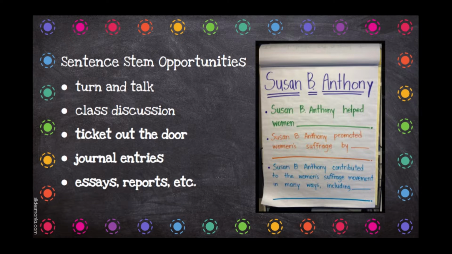And then your English learners who are nearing the end of their ESOL career might be ready for a grade level prompt like the blue one with lots and lots of vocabulary. Susan B. Anthony contributed to the women's suffrage movement in many ways, including, and then hopefully that student would use lots of vocabulary, more complex sentences, multiple sentences, that kind of thing. I hope you'll continue using sentence stems to provide that vocabulary support to English learners in their writing.